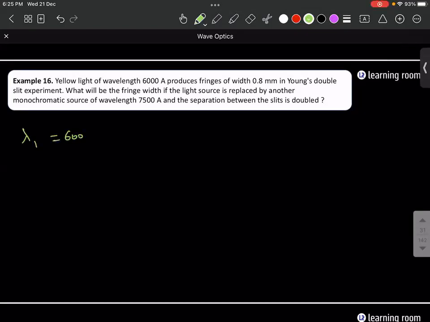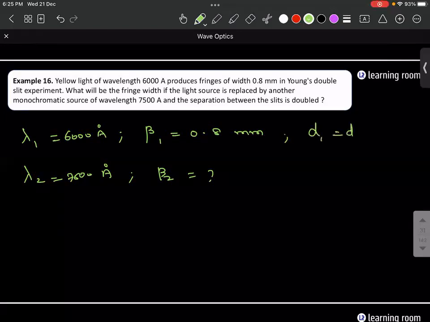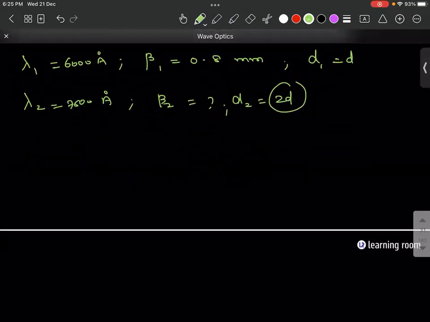So lambda 1 is 6000 angstrom. Beta 1 is 0.8 millimeter. So lambda 2 is 7500 angstrom. Beta 2 is equal to how much, if the distance between the slits is doubled? So d1 is d and d2 will be 2 times d. Did you use this? No, sir.